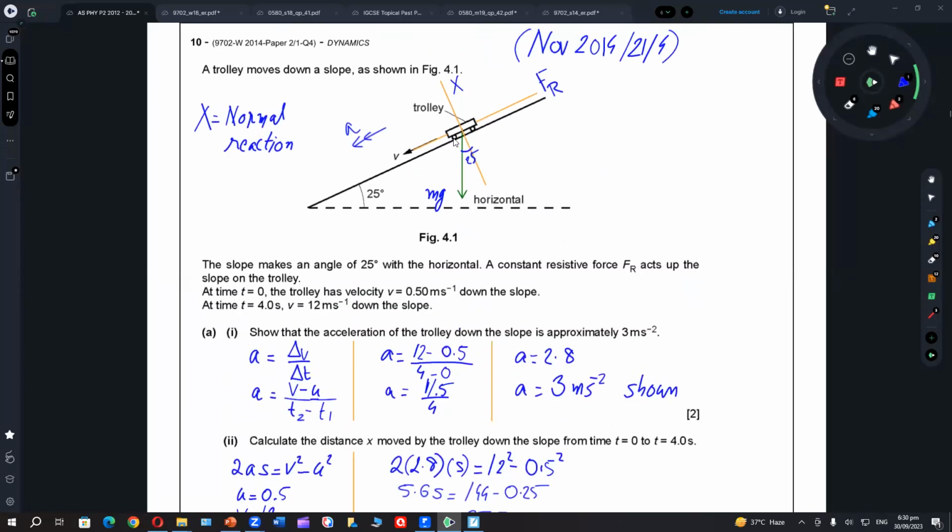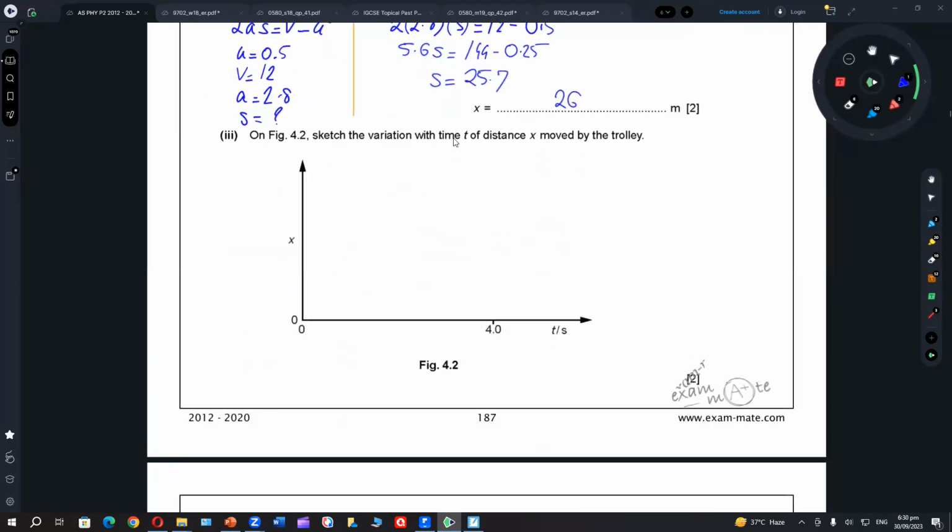So X is the distance traveled by the trolley. Actually, what I am thinking is, should I get the graph from the start? Should I start from 0? Because obviously when time is 0, the velocity is not 0. Sir, it should start from origin, no?